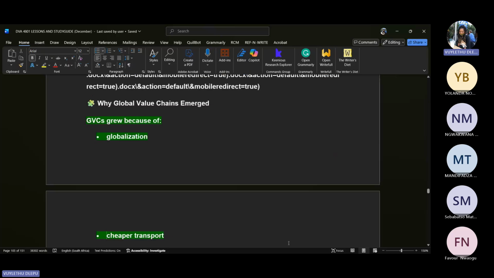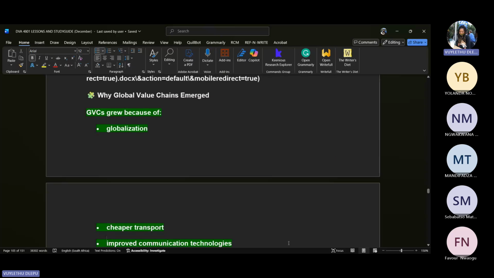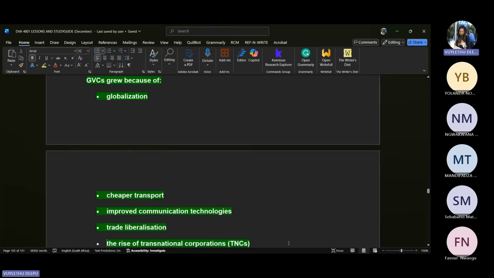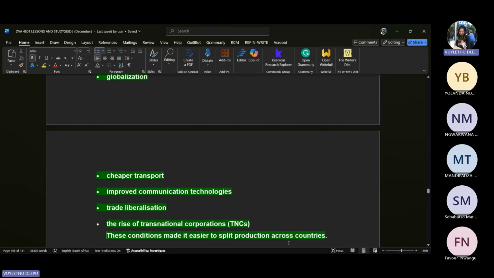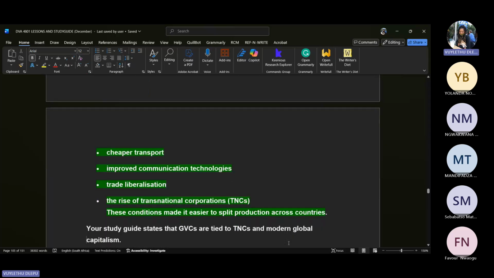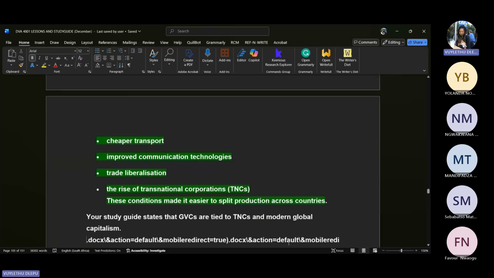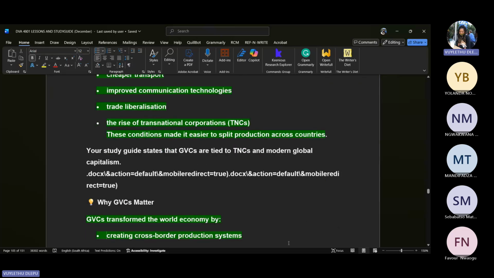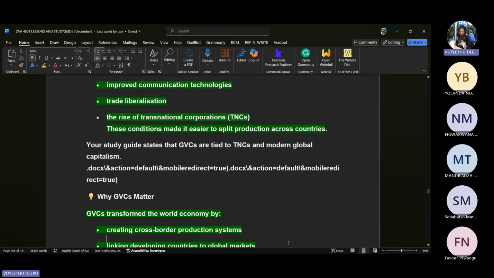Why these global value chains emerged was because of globalization. Some of the reasons here, although please, whenever I give you information, make sure that you also find it and reference it. This is just a summary. It grew because of cheaper transport, improved communication technologies, trade liberalization, and the rise of transnational corporations, which made these conditions easier to split production across countries. The study guide states that GVCs are tied to transnational corporations and modern global capitalism.